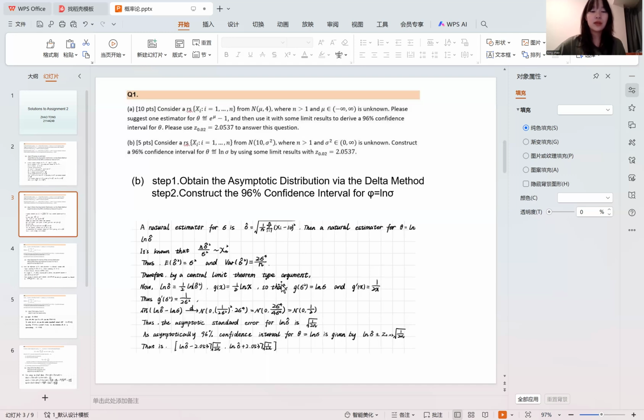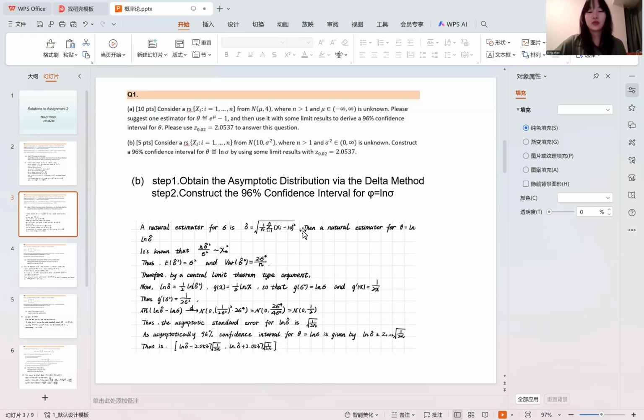Now look at part B. In part B, we have a random sample from a normal distribution. In this case, the mean is known to be 10, and the unknown parameter is sigma squared. The target parameter, however, is theta. Theta is equal to ln sigma. So a natural estimator for sigma is the sample standard deviation, which can be written as this. Then we estimate theta by taking the natural log of it.